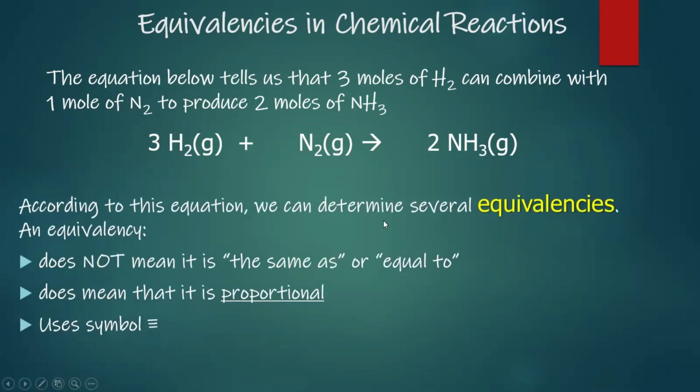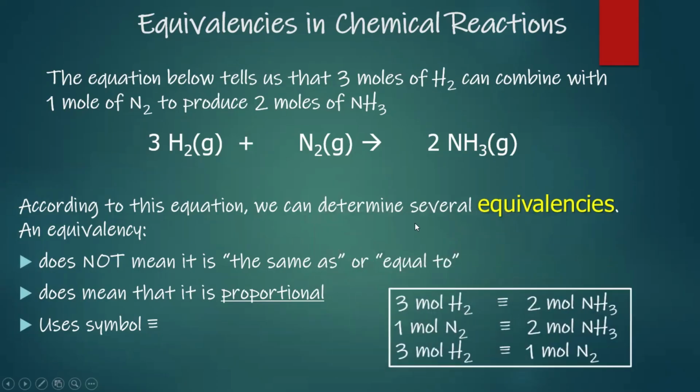So now an equivalency, it sounds like it would be something that's equal, but it's not. It does not mean equal. It does not mean the same as, and it does not mean equal to. But it does mean that something is proportional to, and it uses a symbol with 3 lines. So it's kind of like an equal sign with an extra line on top.